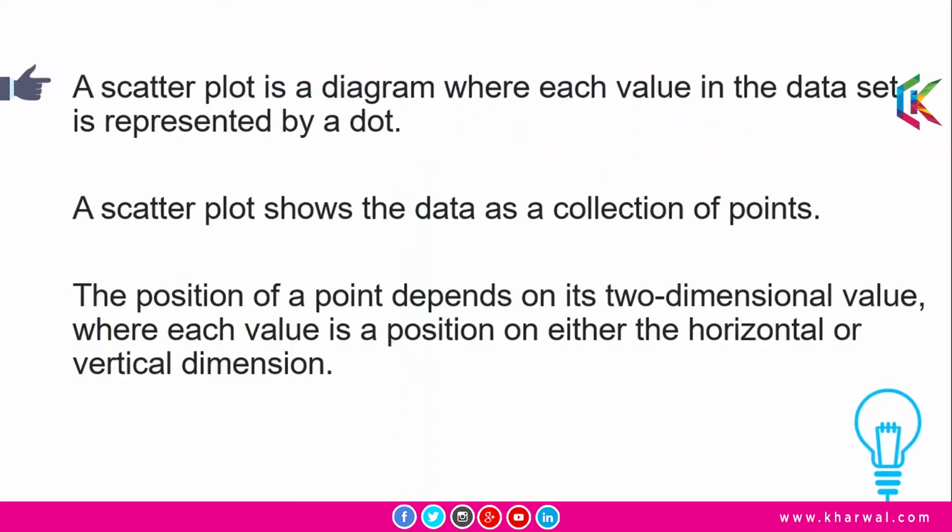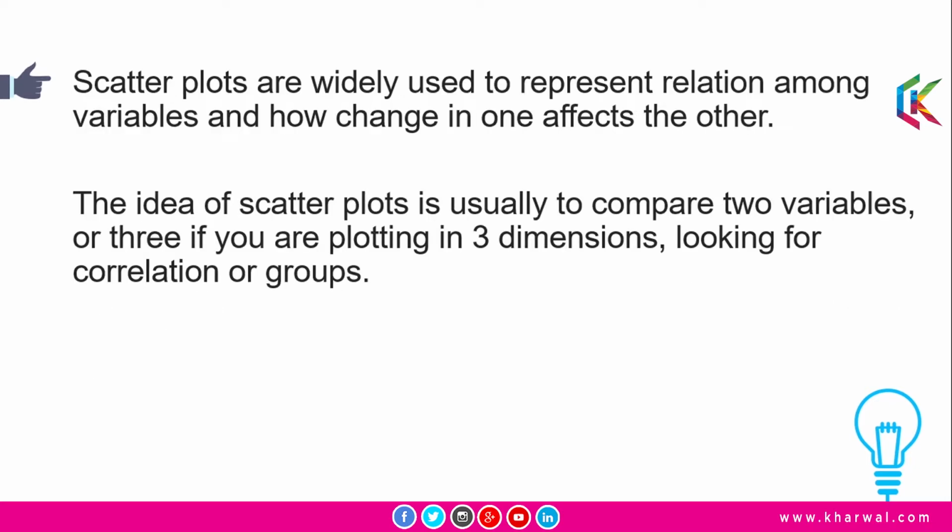A scatter plot is a diagram where each value in the dataset is represented by a dot. A scatter plot shows the data as a collection of points. The position of a point depends on its two-dimensional value, where each value is a position on either the horizontal or the vertical dimension.